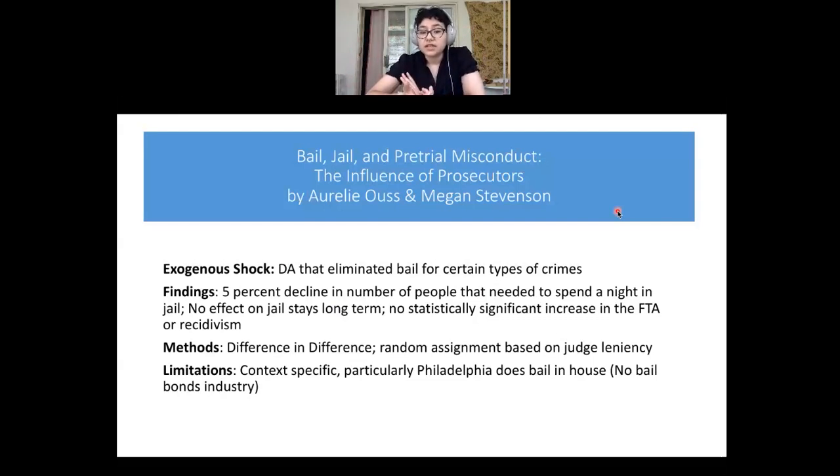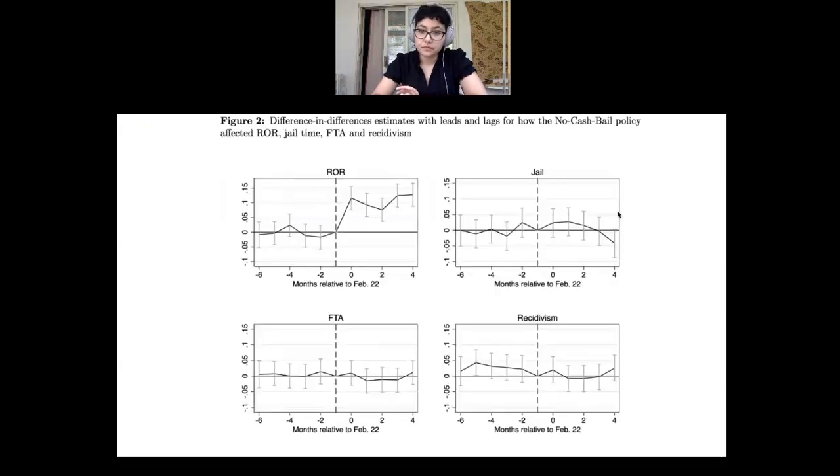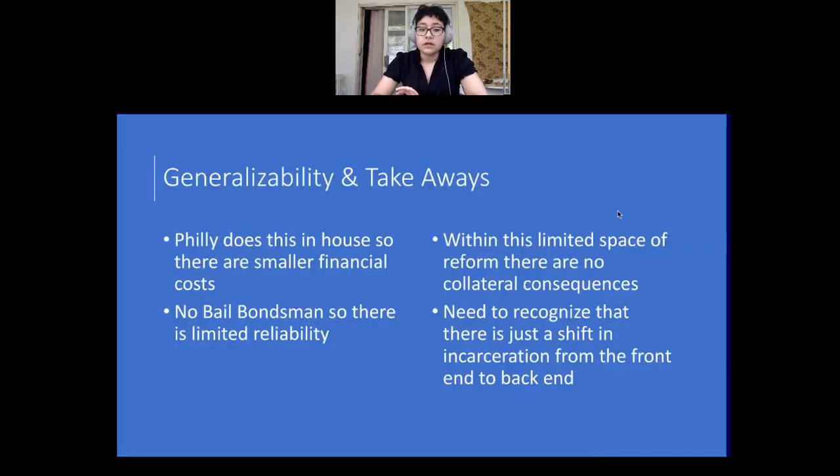And so this is context specific. It has issues with generalization because it's in one city, it's not statewide. Philly does all of their bail in-house, so there's no bail bondsman industry, which is a huge, large economic industry that has been advocating against bail reform. So that limits generalizability.